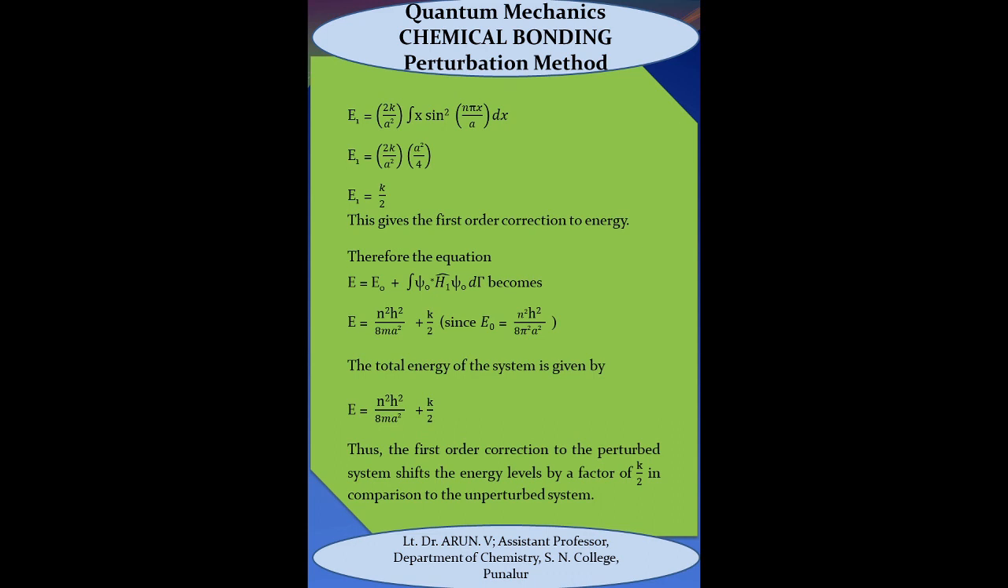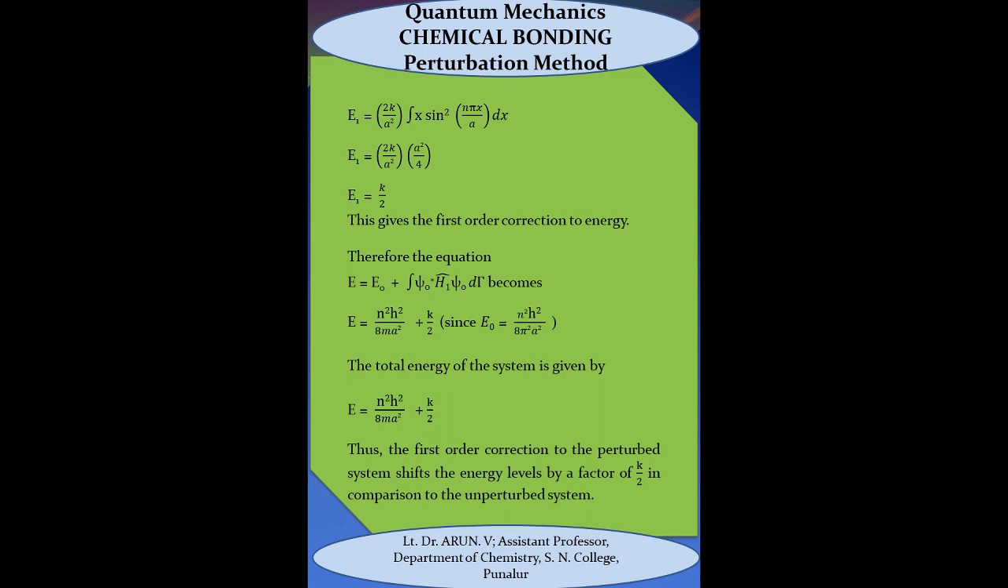Therefore, the first order correction term for energy, E1, is equal to 2k divided by a square into the integral of x sine square n pi x divided by a into dx. By calculating the value of the integral in this equation, we can find the first order correction term for energy: E1 is equal to 2k by a square into a square by 4. On simplifying, E1 is equal to k by 2. This gives the first order correction term to energy.